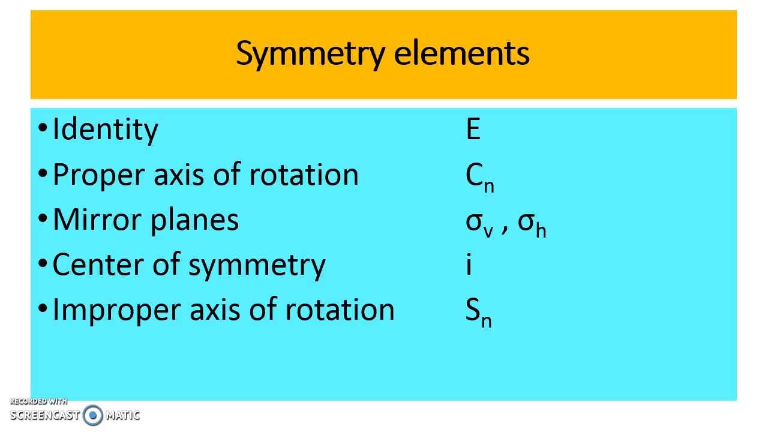They are designated by the symbols E for identity, Cn for rotation, sigma for reflection plane, i for center of symmetry, and Sn for improper axis of rotation. The suffix n stands for order of rotation, whereas the suffixes v and h for the plane stand for vertical mirror plane and horizontal mirror plane respectively.